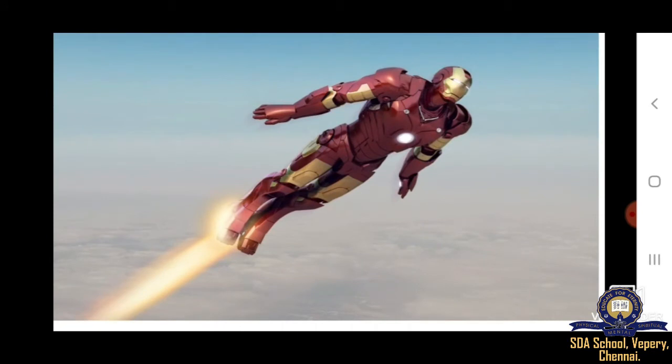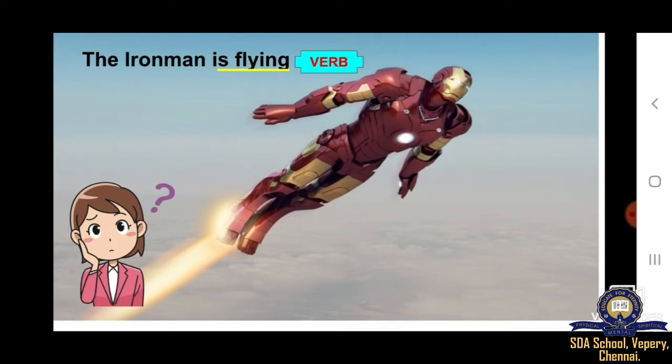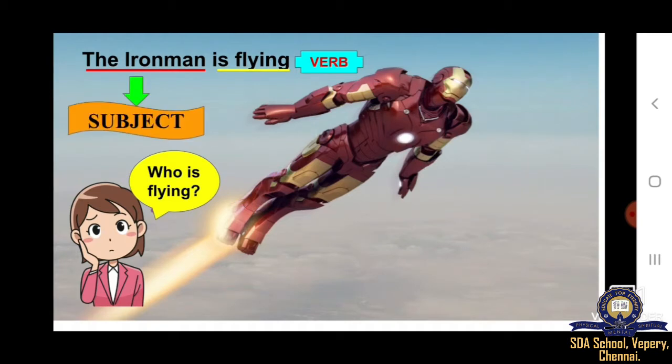Example: the Iron Man is flying. Children, what is the verb in this sentence? Yes, is flying is the verb. Now, if I ask who is flying, then what do I get as the answer? Yes, the Iron Man. So children, here the Iron Man is the subject.